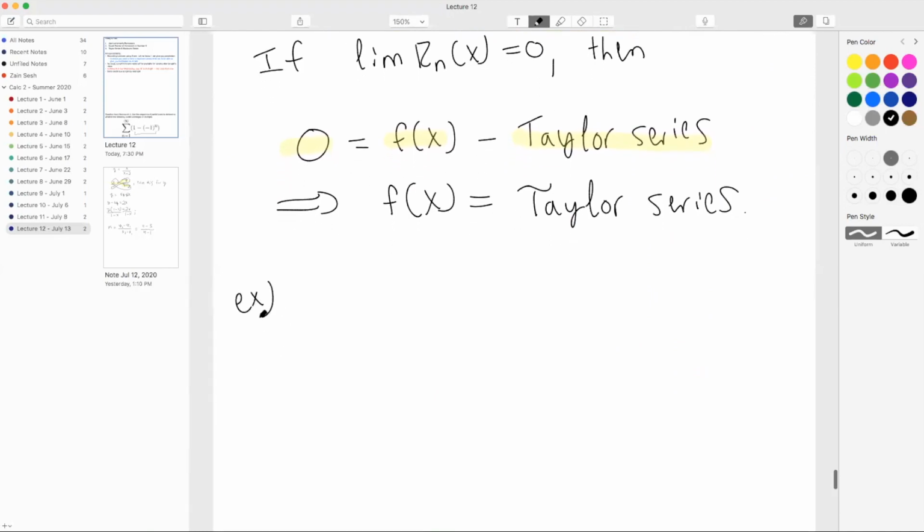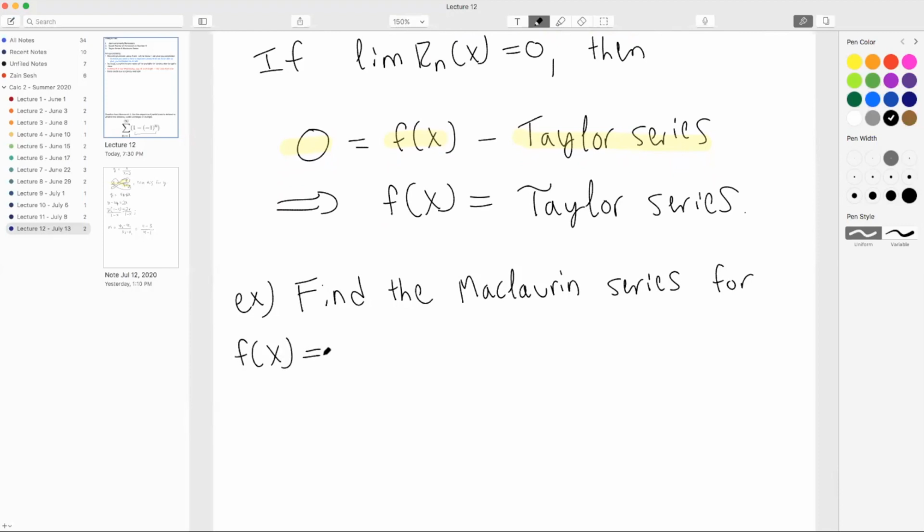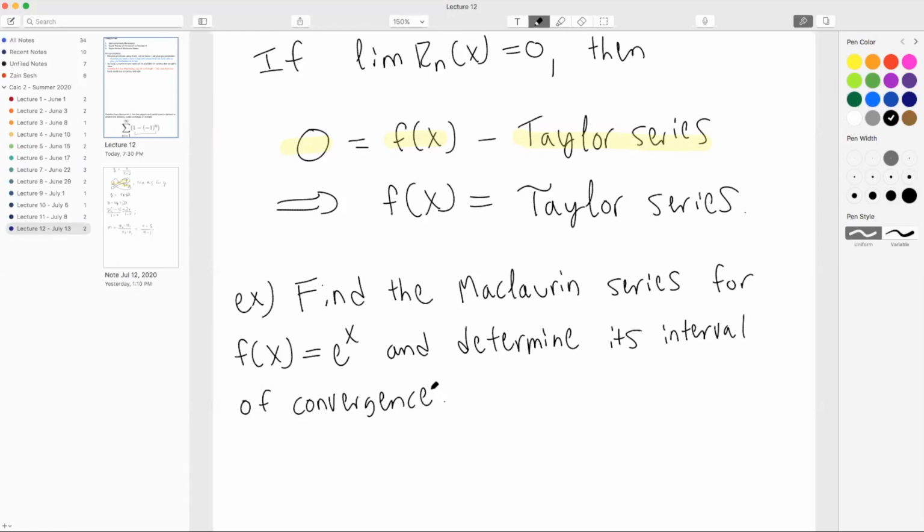So here's the first example. We're going to do e to the x. Find the Maclaurin series for f of x equals e to the x power and determine its interval of convergence. Okay, so we'll get a nice review of that. So that's part one of the question.